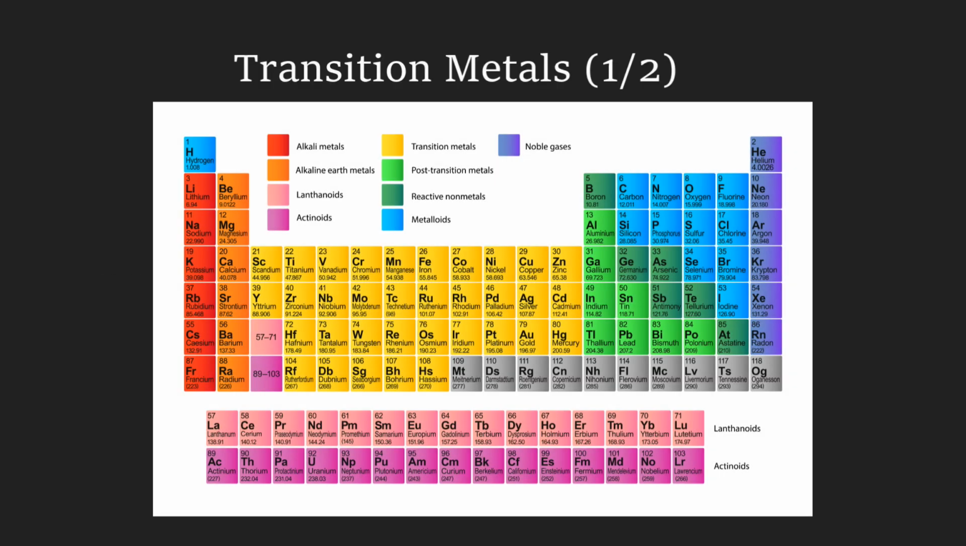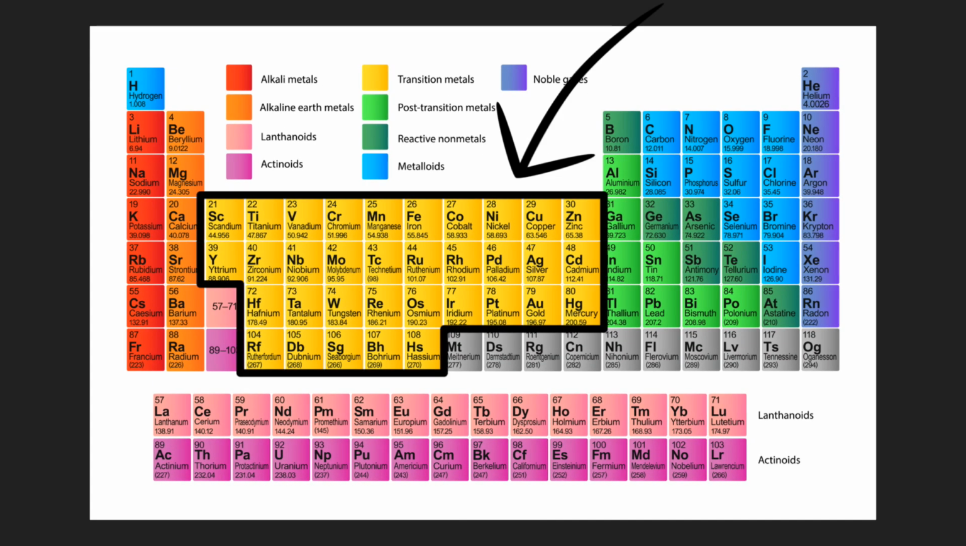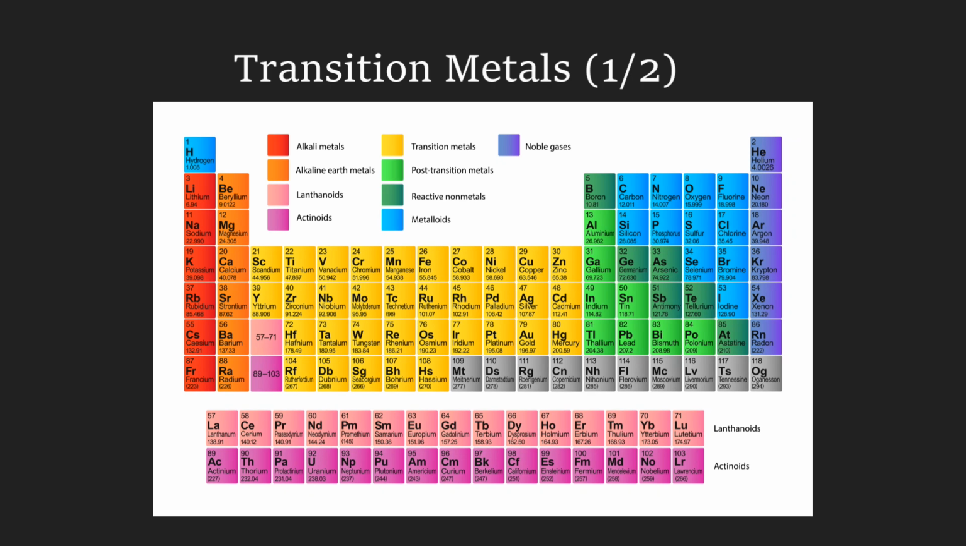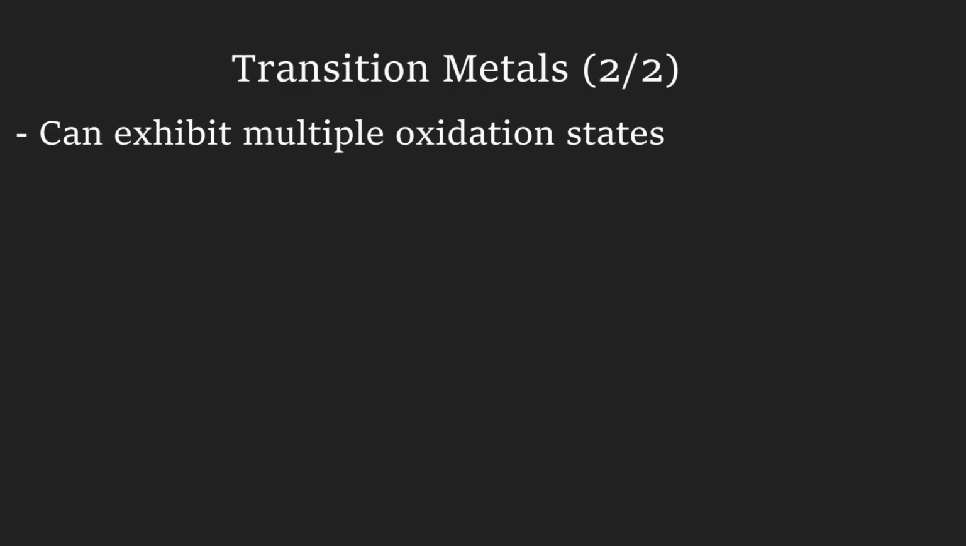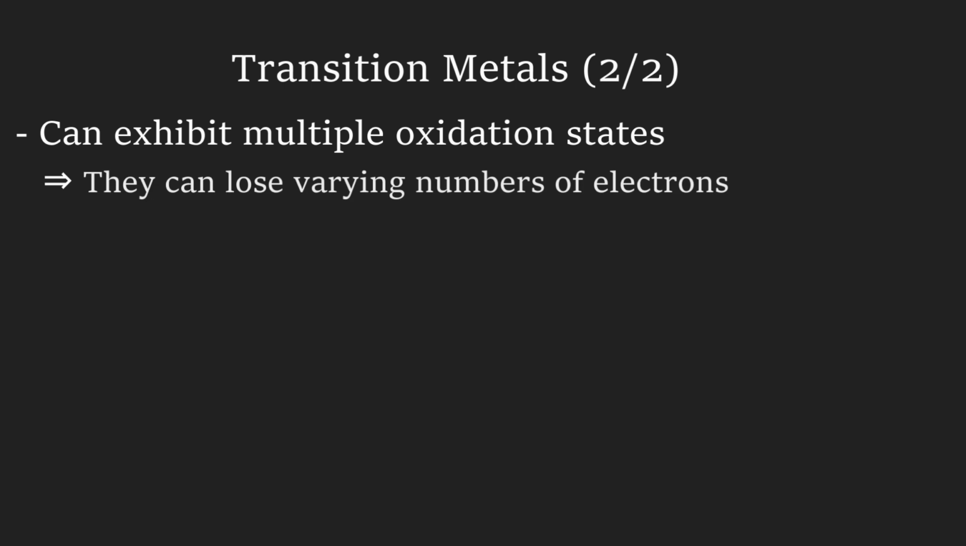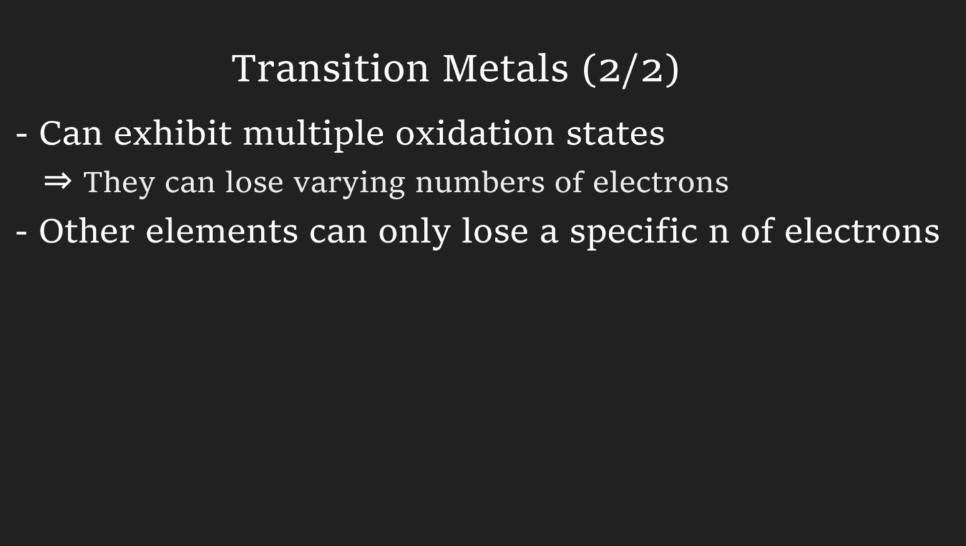So if you look at the periodic table of the elements, you'll see in the central block that there is a group of elements that is called transition metals, and they include, for example, iron, copper, and gold. What is crucial to grasp is that transition metals are distinct from other elements in a way that is significant for our topic. Namely, they possess the capability to display multiple oxidation states. In simpler terms, this means that they can lose varying amounts of electrons. In contrast, elements that are not transition metals do not have this flexibility. They can only lose a specific number of electrons.